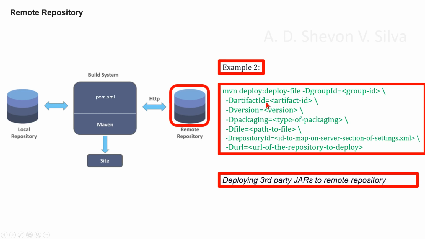First, the wagon providers, for example, wagon provider, wagon FTP, wagon file, etc. must be placed to your ${maven.home}/lib. Then execute this command here.